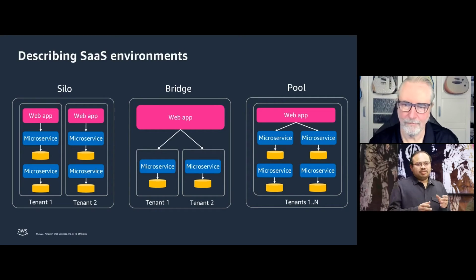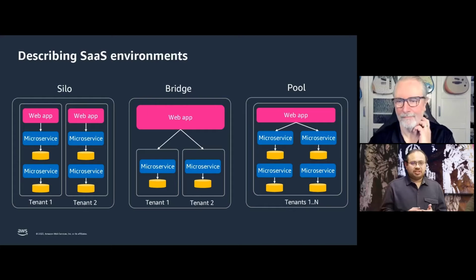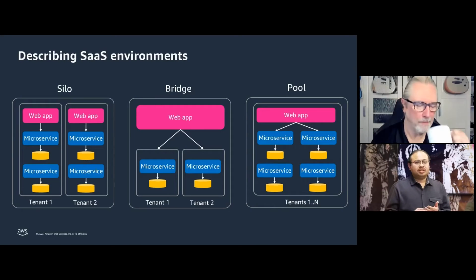So we'll look at three different terms we can use to describe SaaS environments. The first one is the silo model, where each customer or each tenant in a multi-tenant system has their own set of infrastructure. We can see on the screen an example of a web application and a couple of microservices serving that web application, deployed on dedicated infrastructure per customer, per tenant. And on the right side, we have a pool model, where all your infrastructure and all your services are shared for all your customers.